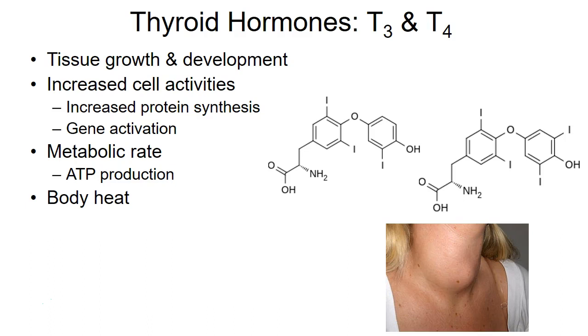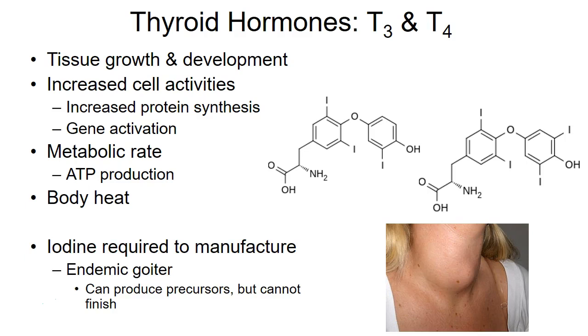Okay. All right. So what does it do? Thyroid hormones are involved with increasing metabolism, metabolic rate. So increased protein synthesis, gene activation goes up, you get more ATP production, and that results in increased body heat. Generally, with increased thyroid levels, such as with hyperthyroidism, individuals have difficulty sleeping. Right?